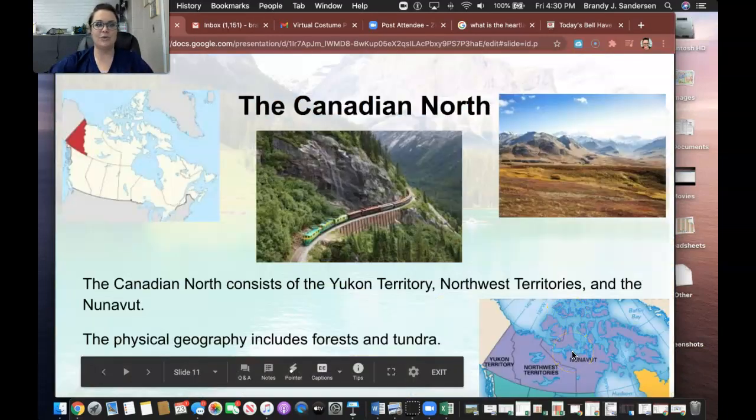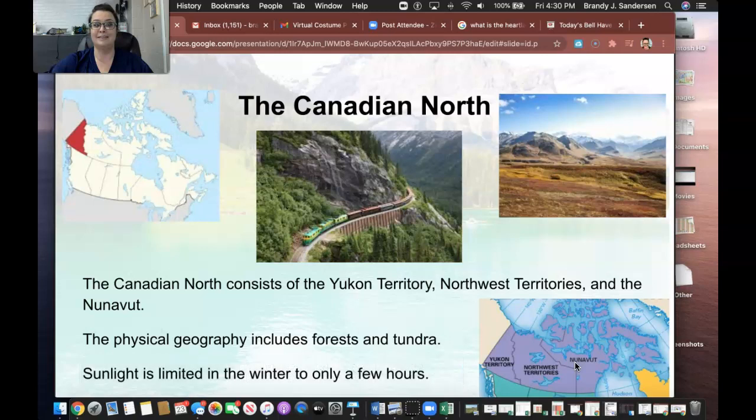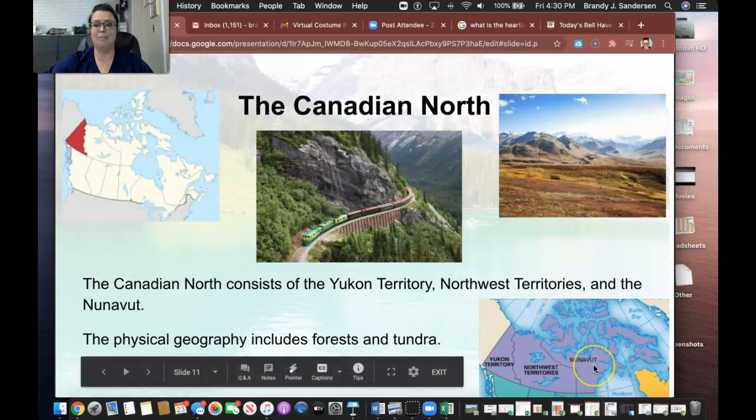The Canadian North, here is a map of the Canadian North. This is the Yukon Territory, the Northwest Territories, and the, I don't know, Nunavut Territory? I'm saying that totally wrong. Sorry, guys. That territory, the Nunavut.